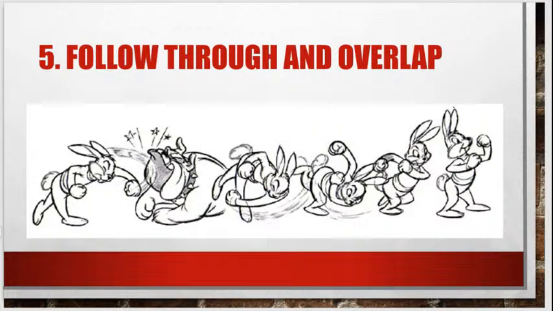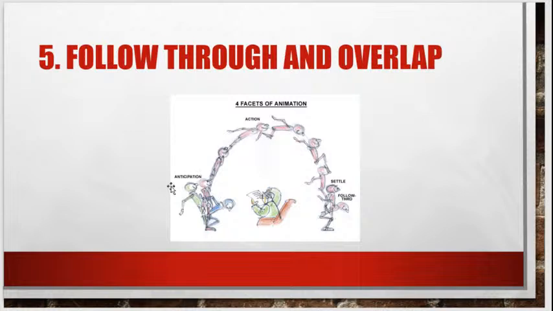Let's see another example here. As you can see, this is the anticipation, because anticipation happens before the main action. The main action is what? Jumping. So this happens before, and when the main action happens, he is now going to settle down. This is the follow through. And when the follow through is happening, maybe his hair is flying, his cloth is flying, that will be overlap. Okay, so I hope this is clear.